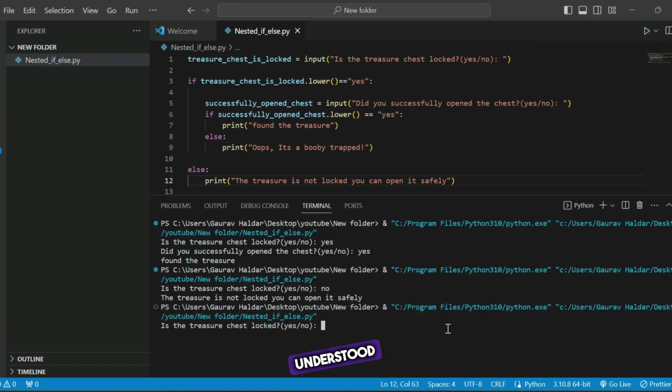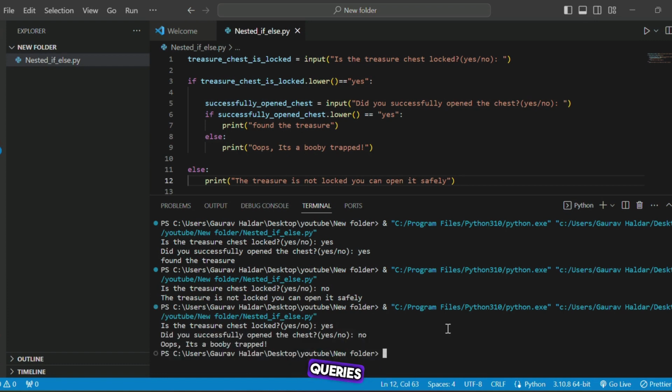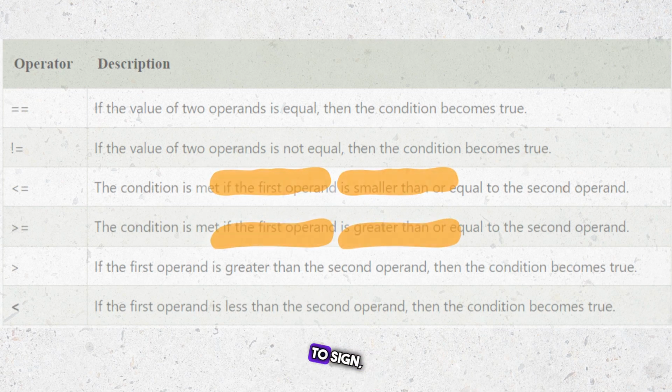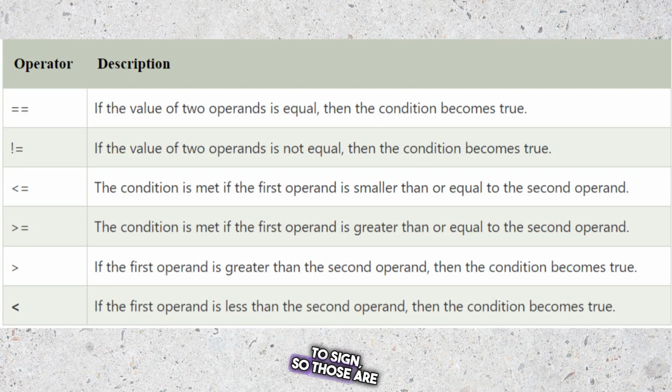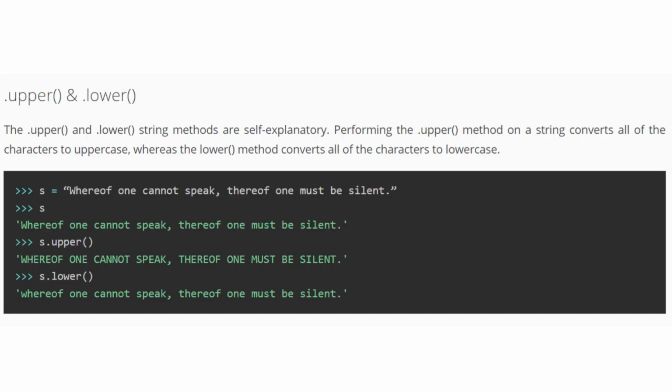Now, have you understood what the if-else statement is? If not, comment below your queries, and I'll help you all. You might be thinking why there is a double equal to sign. So those are operators in the Python programming language. Here are the different types of operators and their description, go through them. You might have also noticed the lower function, that is nothing but a function that makes the word into lowercase, same for uppercase.